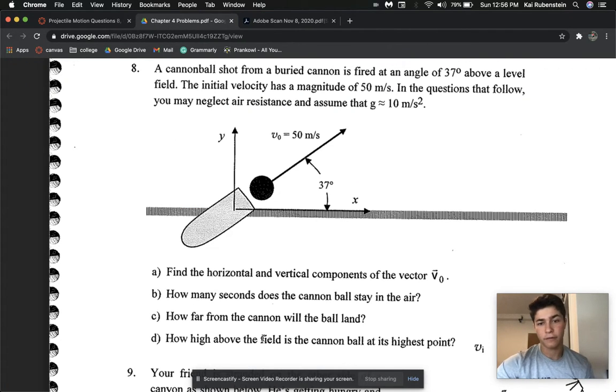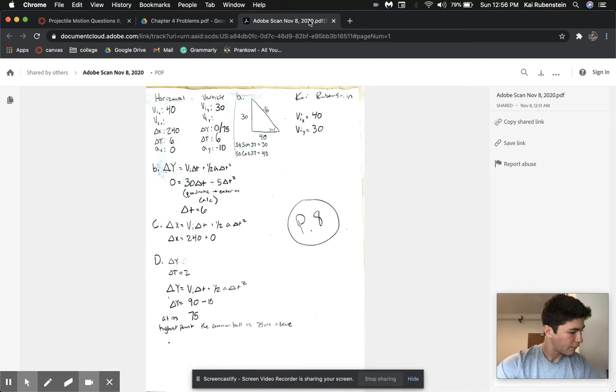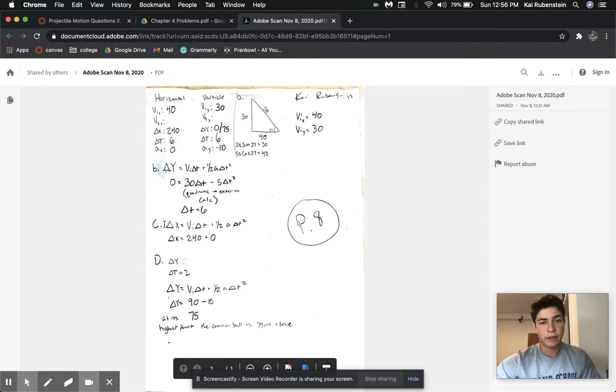Next is how far from the cannon will the ball land? That is asking us to find the delta x, which is the horizontal displacement. And so again, if we just enter everything we know from this equation, the only difference between these two is it's delta y and delta x. Since acceleration is 0, it gives us just initial velocity times delta time, which is 40 times 6, which comes out to 240. And so that's our answer to C.